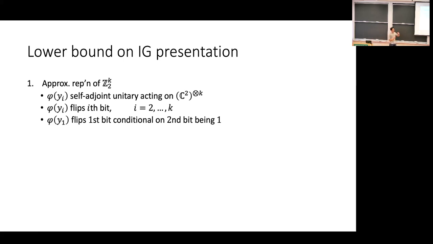Why is it approximate? Well, you can see that y1 and y2 don't commute. It matters whether you flip bit 2 or not. That will change whether bit 1 is flipped. But everything else commutes. They're involutions. So it's an approximate representation.